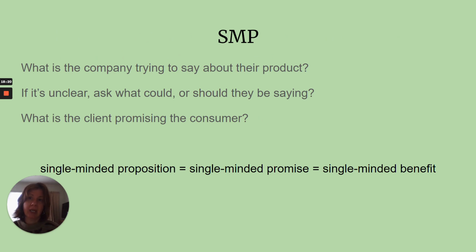What is the company trying to say about their product? If that's not clear, go back to them. Or if that's really not clear, ask what could they be saying or what should they be saying? What is the one thing that the client is promising the consumer? So your single-minded proposition is the single-minded promise or the one benefit that you're communicating.